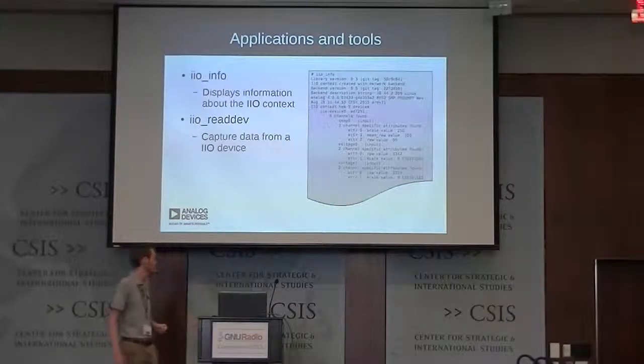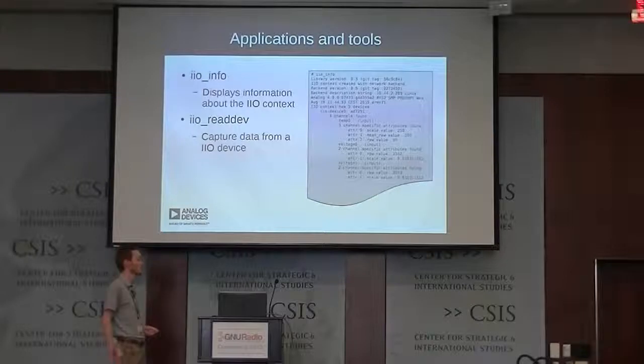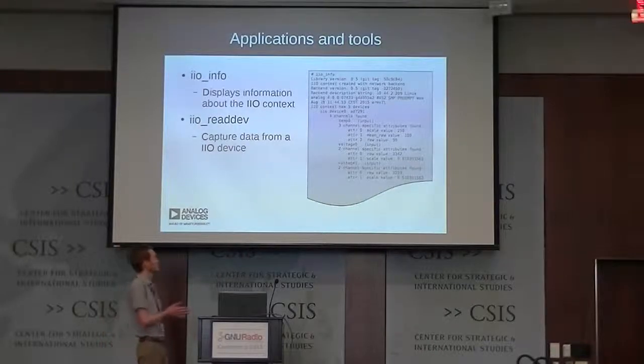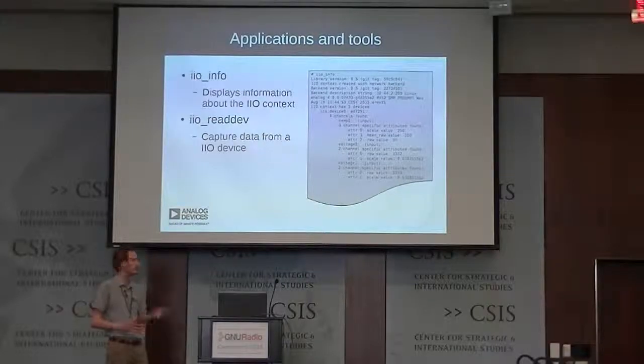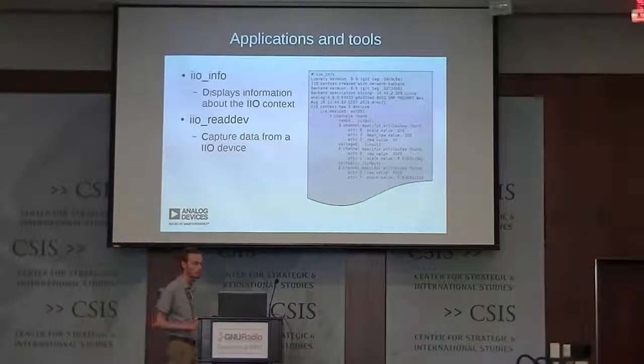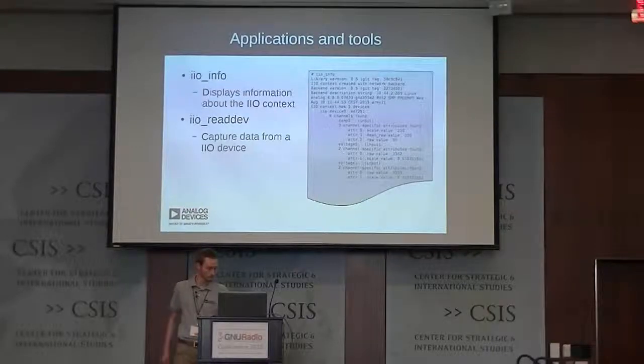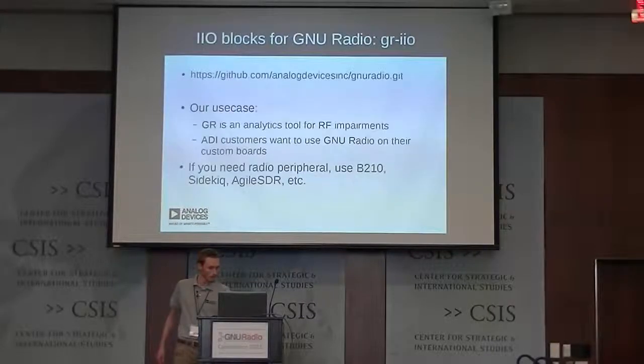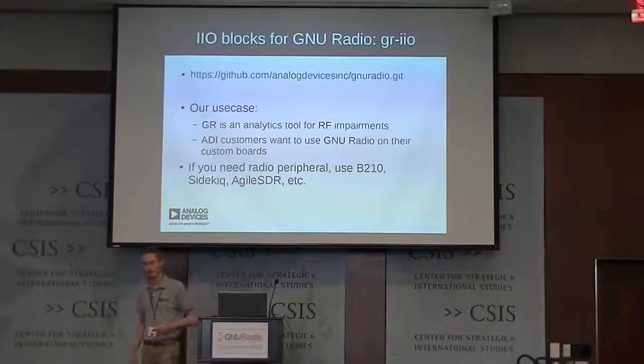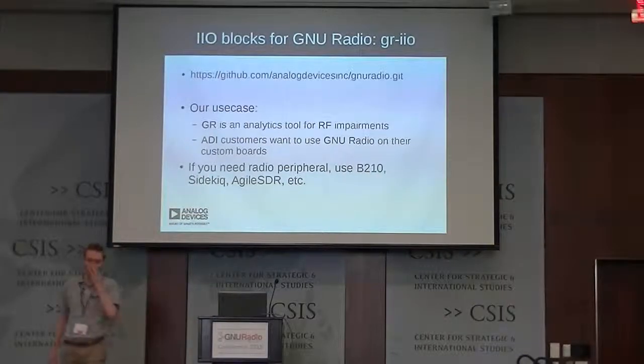So we have a couple of tools that help us develop that. The iio_info tool will give you a structure of all the devices, channels, attributes that are found by the Linux kernel, and print the values. The iio_readdev is useful when you want to make a capture of samples. And that's also part of the IIO subsystem in libiio.